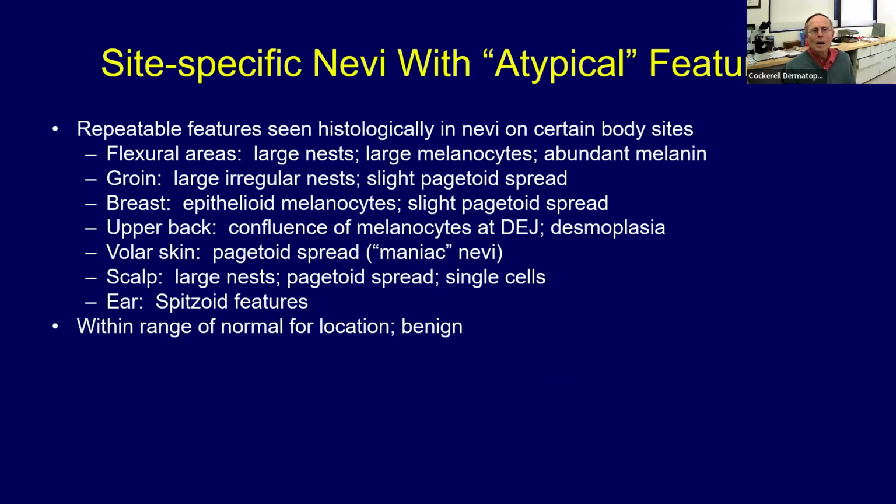We can run into problems. One of these that we see a lot are these so-called site-specific nevi, where the lesions have some slightly atypical features. These are some common areas where we get these biopsies where lesions can look kind of abnormal. I'm not going to go through all of these. I'll show you just a couple of examples, but generally we see the melanocytes tend to have larger nests and a slight pagetoid spread. And these are within the range of normal in these areas.